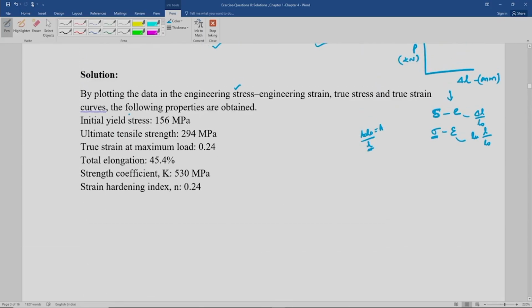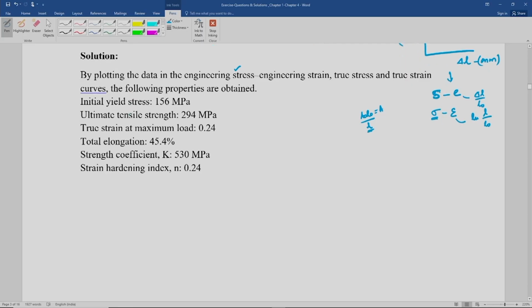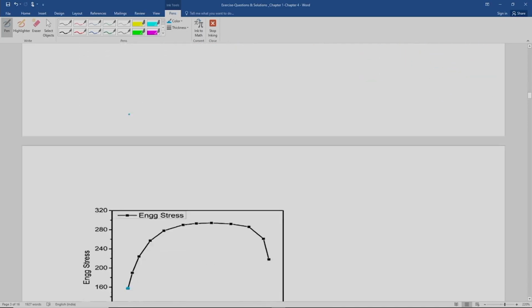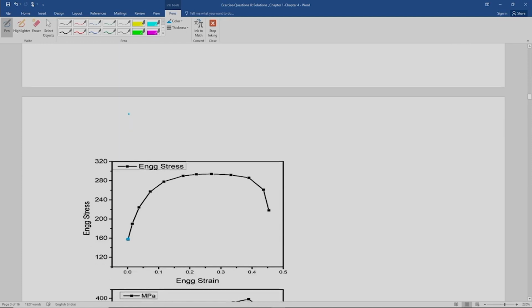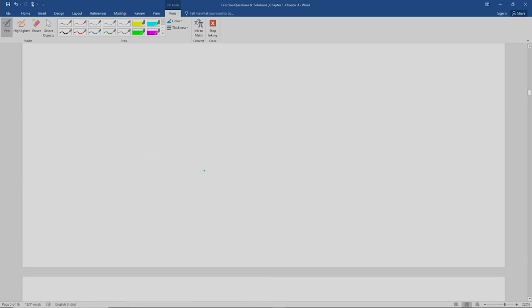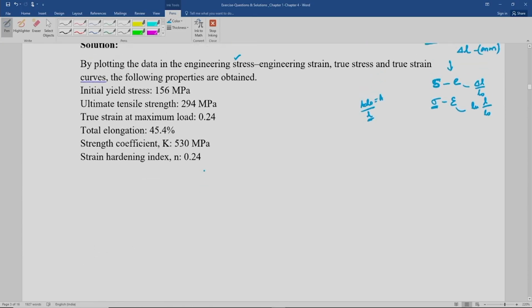So, you have 156 megapascal. Ultimate tensile strength, that is your UTS. You can just check your engineering stress strain graph. UTS means you have to go to the engineering stress strain graph, because that has the maximum stress. You can see that it is probably somewhere here. So, you have to accurately get it. Once you draw this graph you will know, which is nothing but 294.